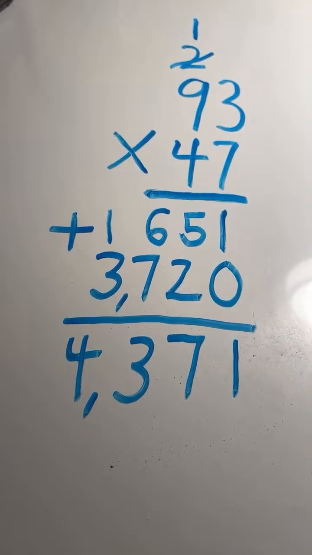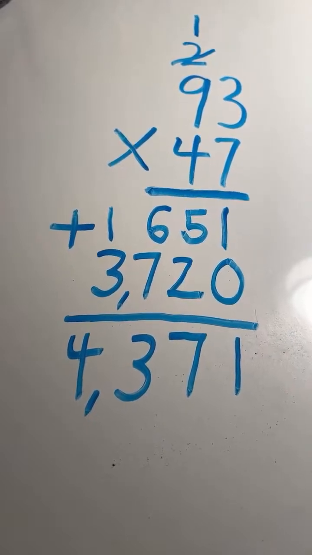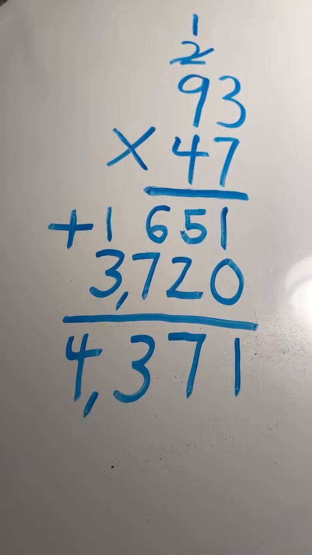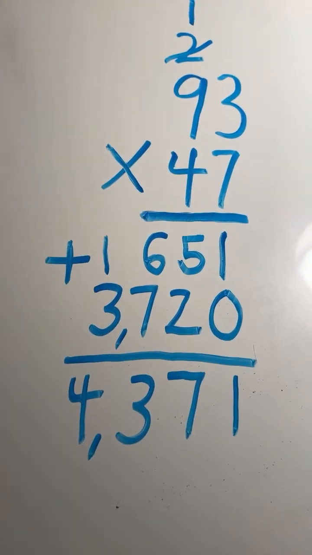And we have our final answer. 93 times 47 equals 4,371. All right, moving on to example number 3.